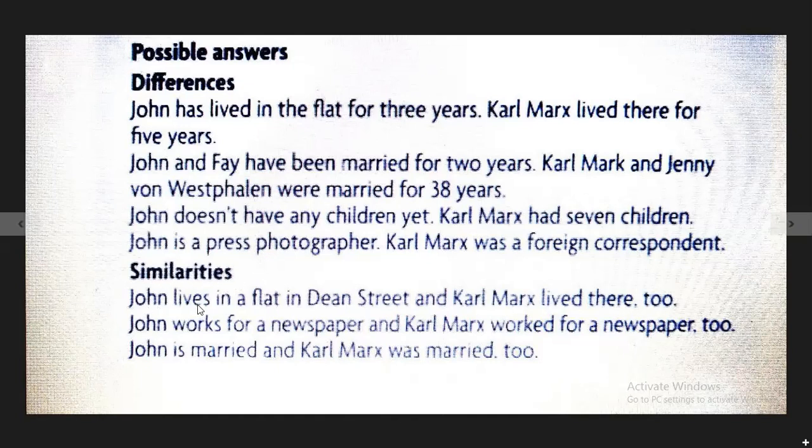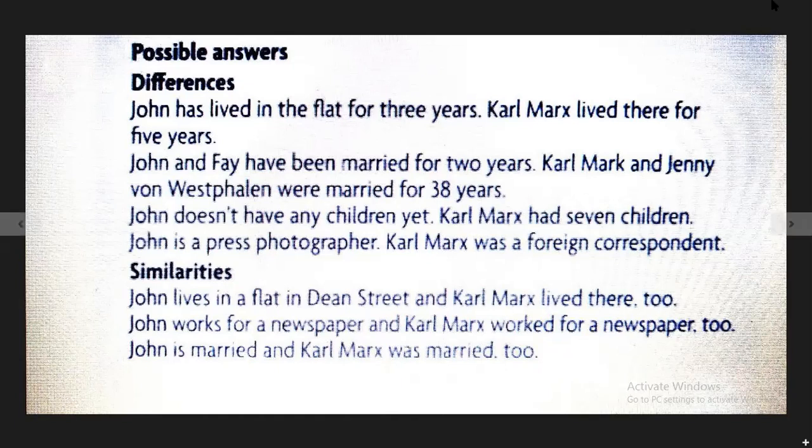Look at the similarities, everyone. John lives in a flat in Lynn Street, and CarMax lived there too. John lives, present simple, because he still lives there or he's still alive, while CarMax is dead now or doesn't live there. John works for a newspaper and CarMax worked for a newspaper too. John is married and CarMax was married. So John is married, he's still alive, but CarMax is dead, that's why was. Okay, all right, so these are all the differences and similarities between them. Now let's move to practice.